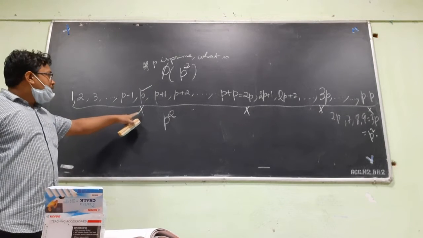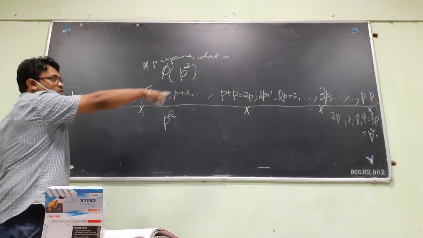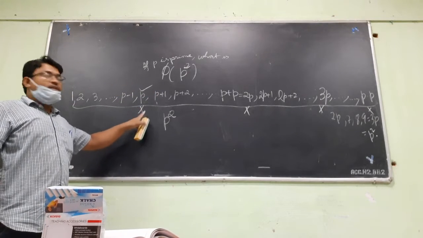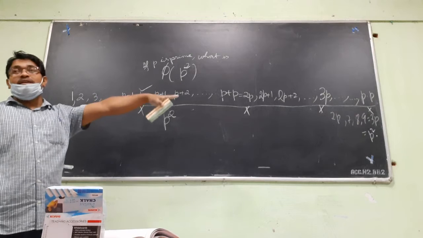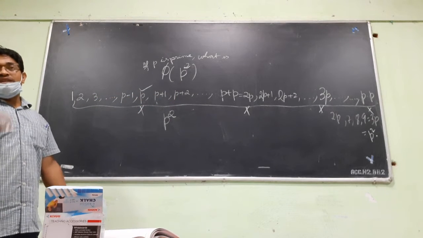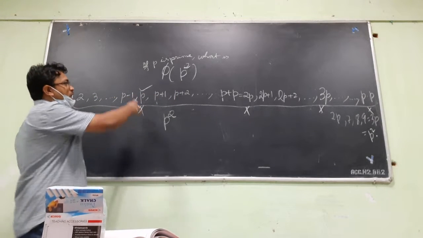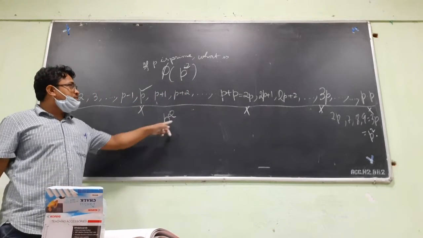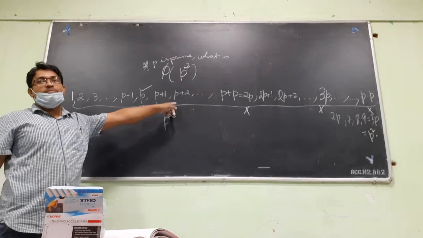How many are there? Remove the cross marks, boys. How many cross marks have I placed? 1 p has one, 2 p has one, 3 p has one. How many cross marks? Exactly p cross marks. So out of these p square numbers, there are exactly p numbers which are not relatively prime to p square.